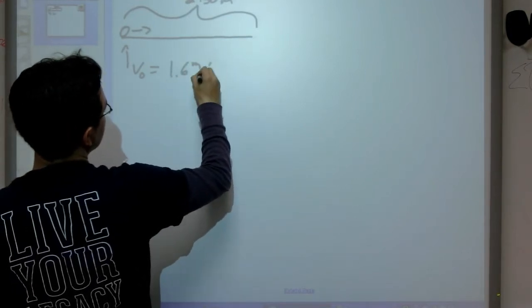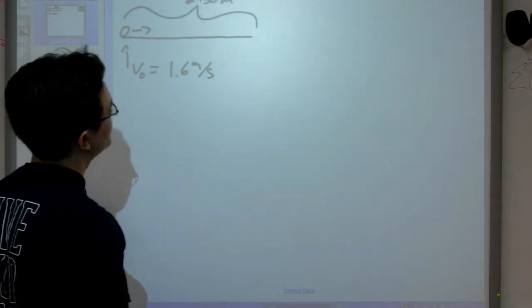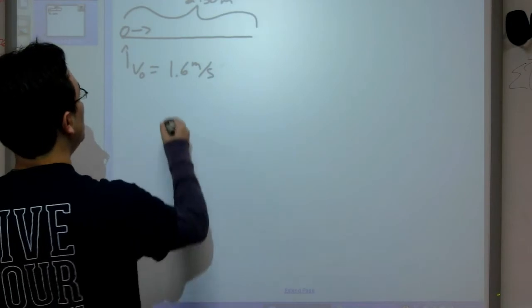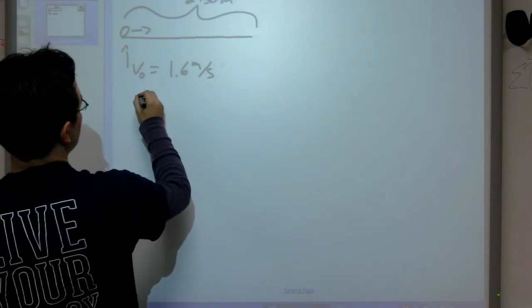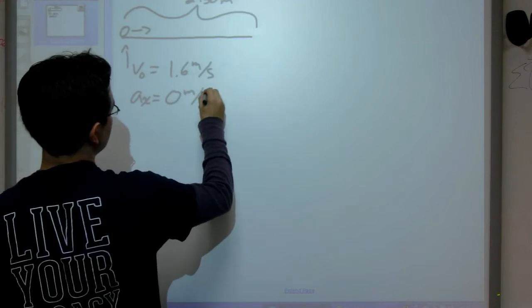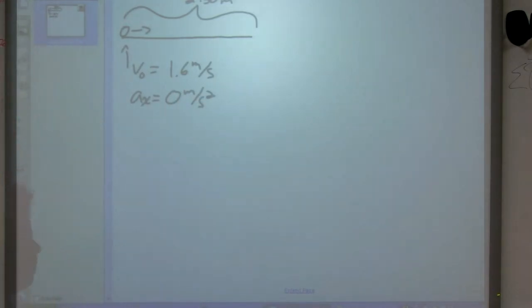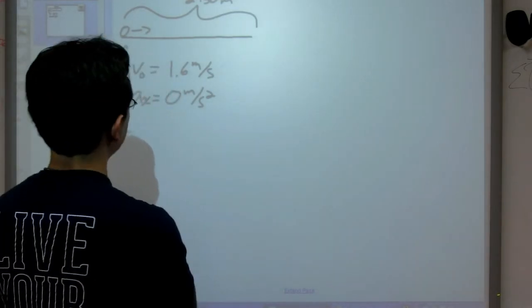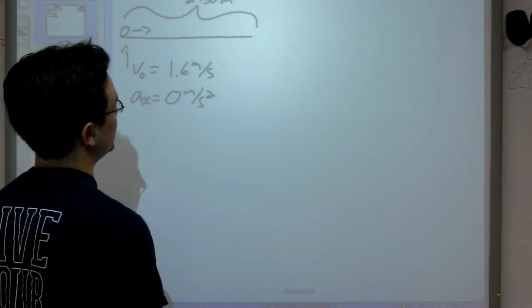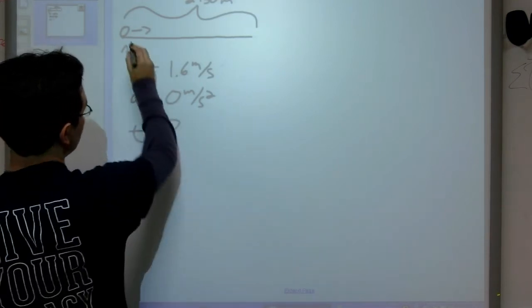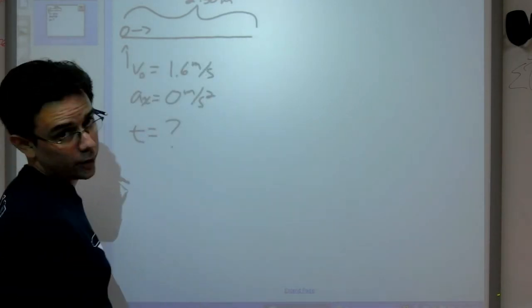I'm going to tell you that my initial velocity on my ball, it's rolling at 1.6 meters per second. And there's nothing pushing on it or anything like that. So our acceleration in the x direction is going to be 0 meters per second squared, because there's nothing pushing on it to make it speed up or slow down, so it's just rolling along. Now, the point of this problem is to find out how long it's going to take the ball to roll from one end to the other.